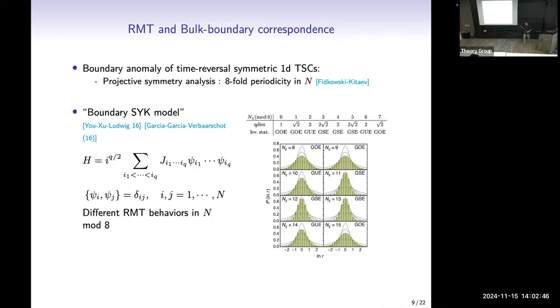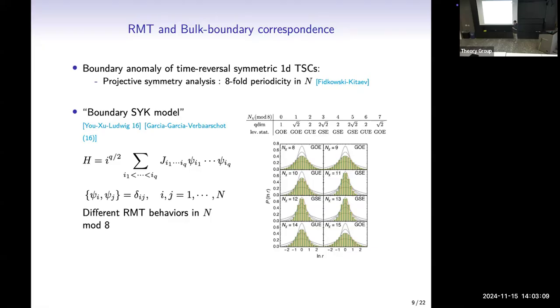Is there any time reversal symmetry in this problem? Like the thing you quoted above was time reversal symmetry. That's right. So this is with time reversal symmetry. It's like an interaction model. As written, J is real. I see. Yes.